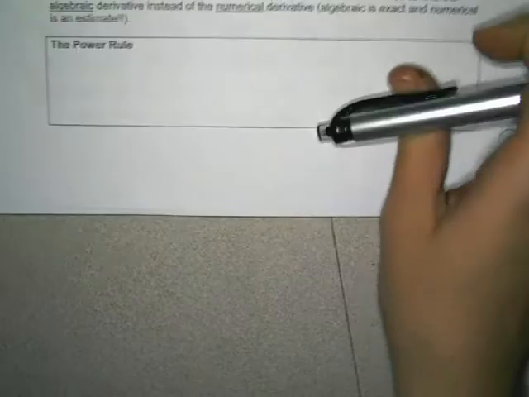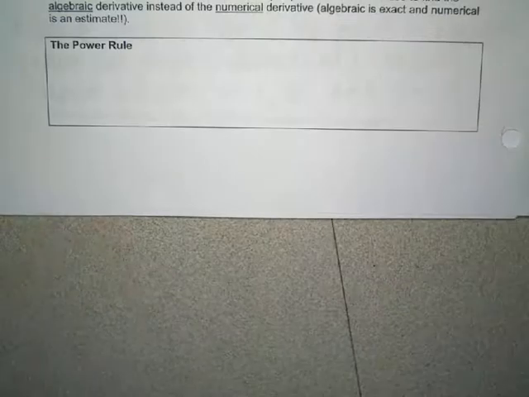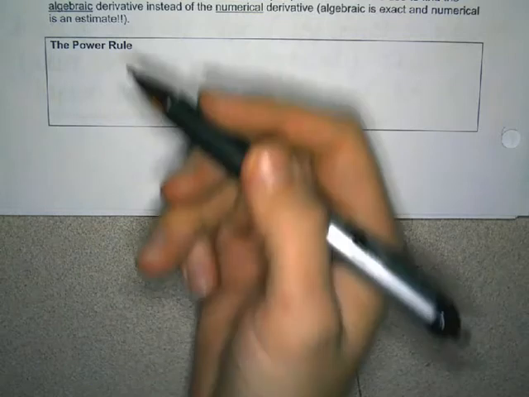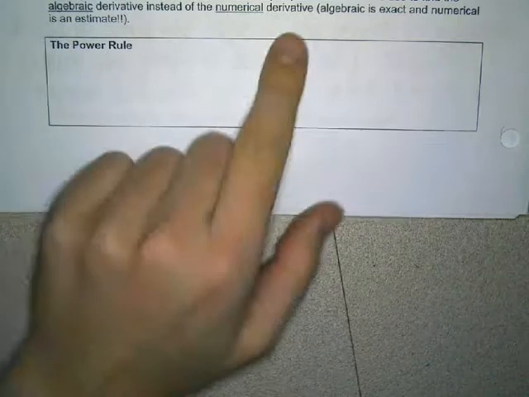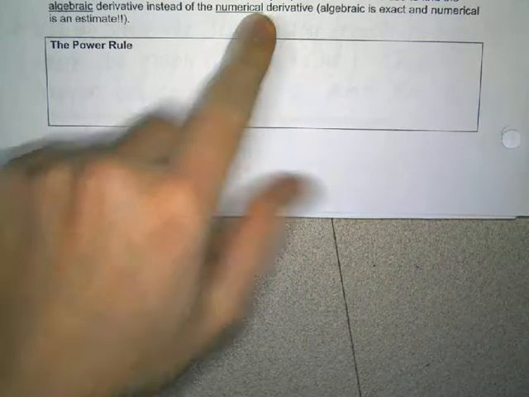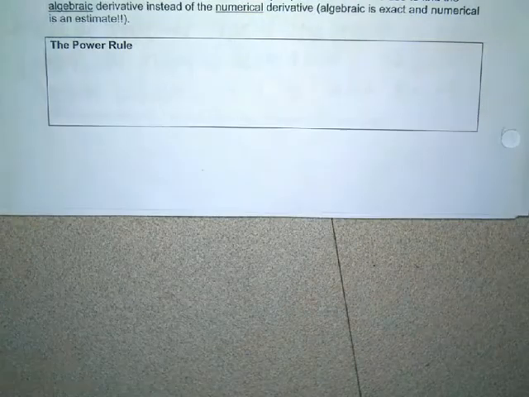I know we probably already even talked about it in class a little bit, but in your notes that's where we're going to start. The power rule is like the easy way to do it so you don't have to do the limit process every time. And there's many of these rules. This pattern brings us the power rule, a very important rule that we use to find the algebraic derivative instead of the numerical derivative. Algebraic is exact, numerical is an estimate.